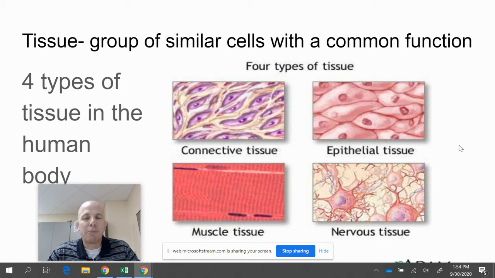And then the 4th type is nervous tissue. Nervous tissue would be the things that make up our brain and our spinal cord, but also the nerves of our body. Remember, we have that word conductivity, where our body can send electrochemical signals throughout our body. That's what nervous tissue is responsible for.